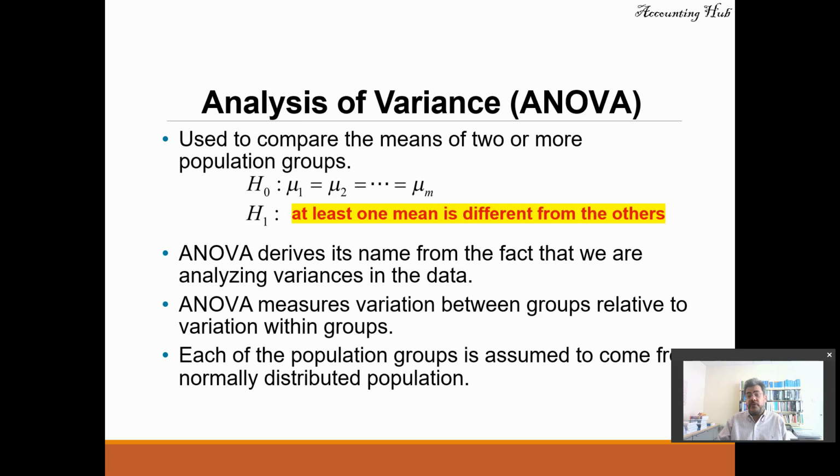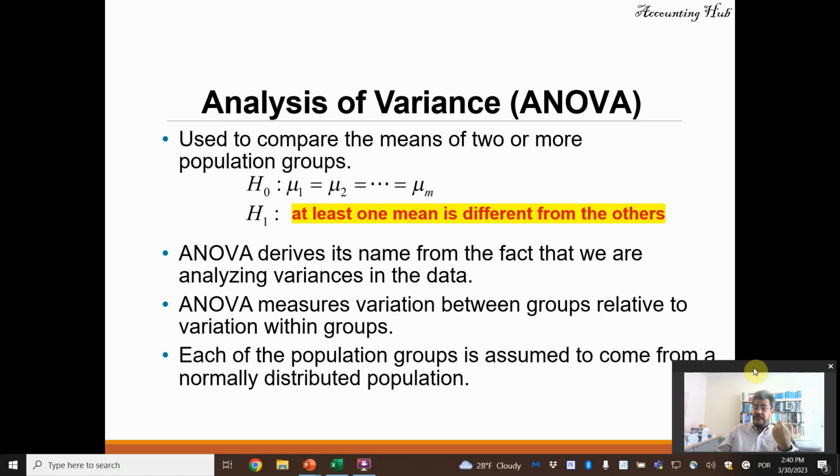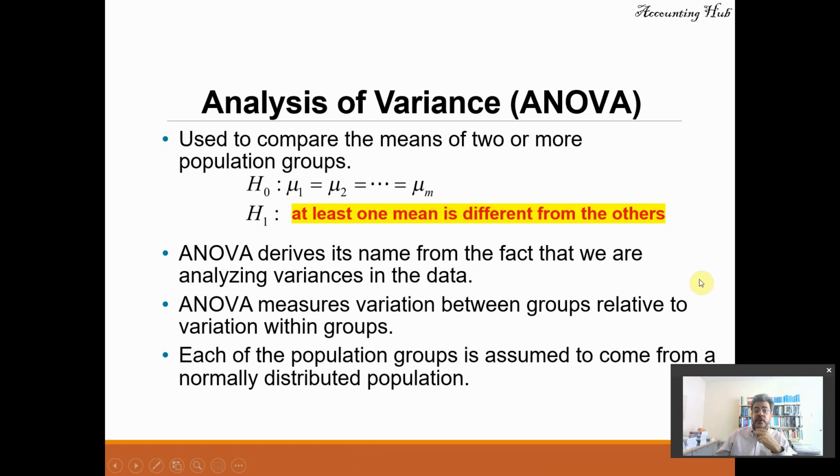So the null hypothesis, H0, is that the means are the same. H1, when we do not accept or we reject H0, is that at least one mean is different from the others. We cannot tell you which one, but we know that at least one is different.